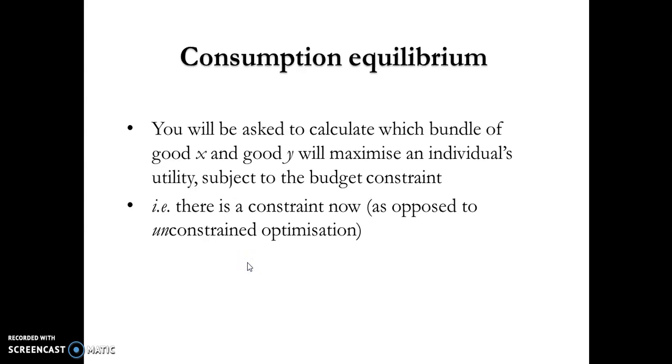We are continuing part 2 of constraint optimization consumption equilibrium for week 4. So on slide 8, you are told how you will be assessed in ECO235. You will be asked to calculate which bundle of good X and good Y will maximize an individual's utility subject to the budget constraint, because there is a constraint now, as opposed to last week where you looked at unconstrained optimization problems. So you, in essence, need to determine X and Y and also the total utility of the function.